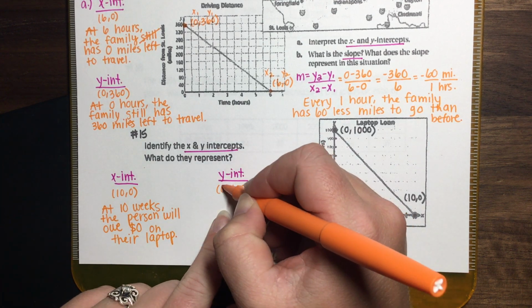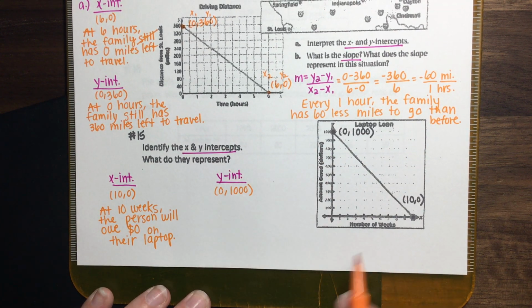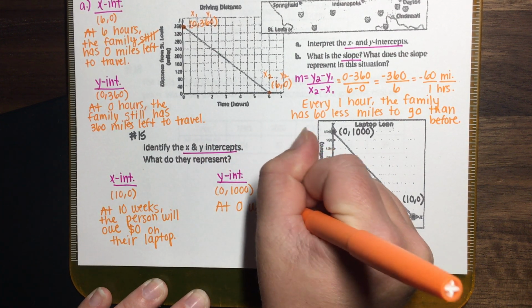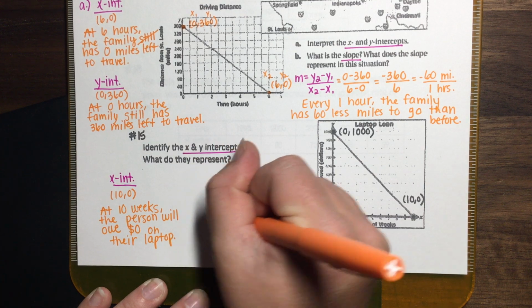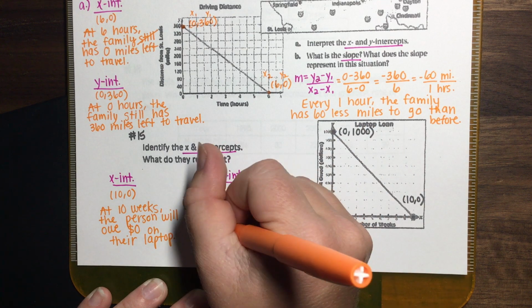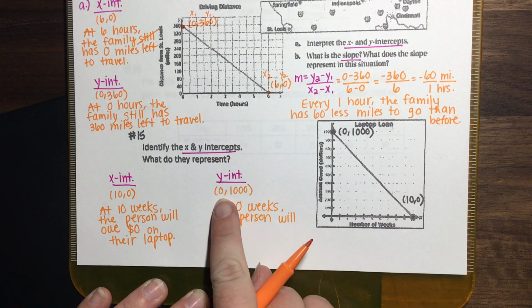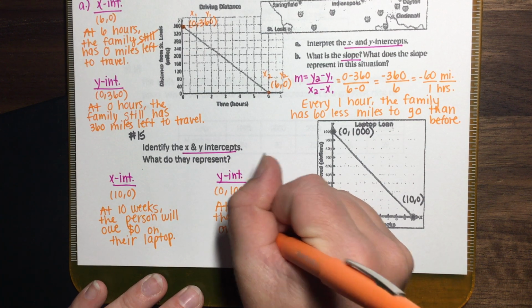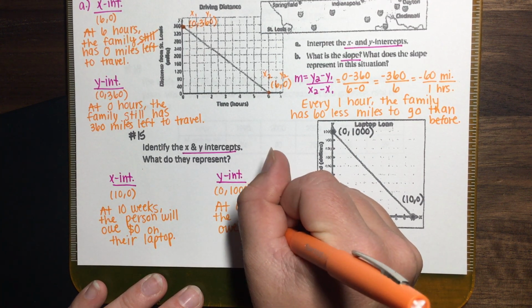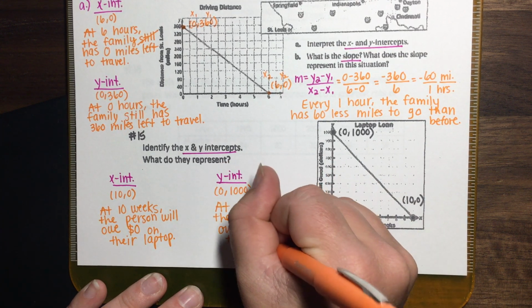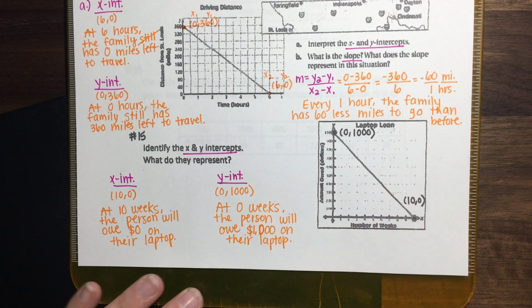Now let's look at the opposite side of that. I know the x represents number of weeks, so at 0 weeks, the person will owe, at 0 weeks it says they owe $1,000. That's a 0, sorry. On their laptop. So that's my x and y intercepts there. That's what they represent.